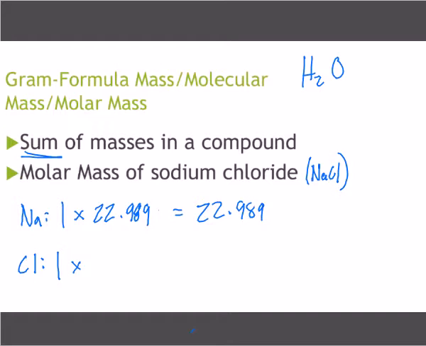Okay, chlorine's mass is 35.453. That's easy math as well. So now, guys, the last thing we have to do is just add up all the pieces. It's the sum of all the masses. So we've isolated what part sodium brings and what mass chlorine brings to the compound. Now we're going to add them all up.